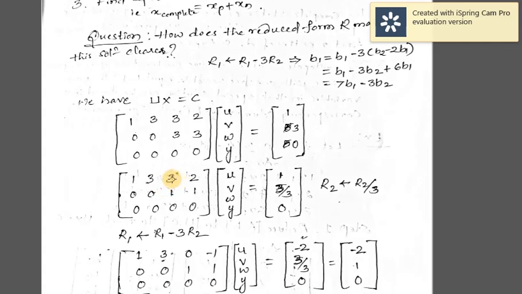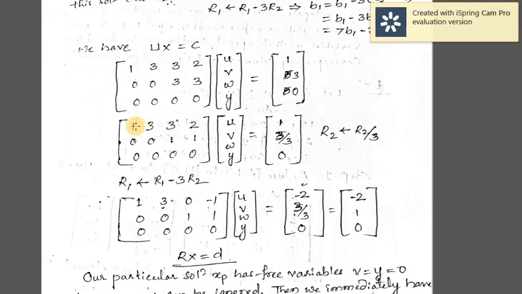So to make it as 0, we have to perform the operation. The new R1 has to be the present R1 minus 3 R2, because we have to cancel this 3 to 0. We have to make this 3 as a 0. So we perform R1 is equal to R1 minus 3 R2.